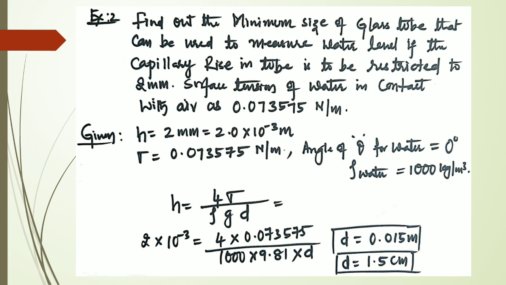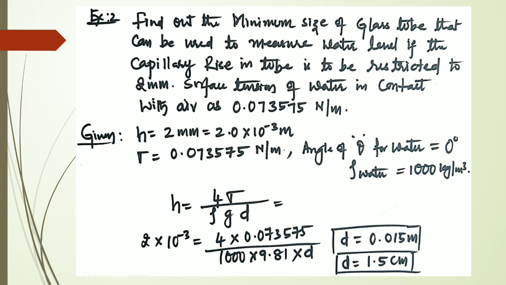Find out the minimum size of the glass tube. Size of the glass tube immediately indicates the diameter we need to find. The tube can be used to measure water level if the capillary rise in the tube is to be restricted to 2 mm. So the capillary rise is restricted to 2 mm.